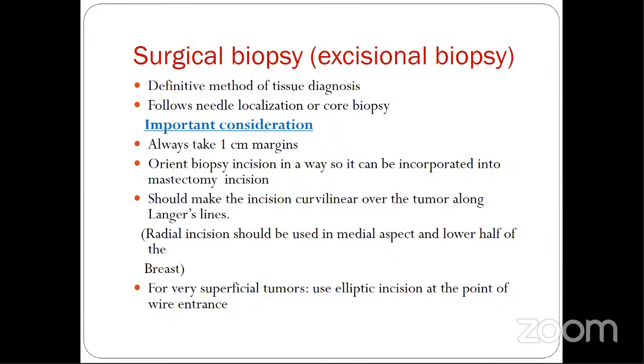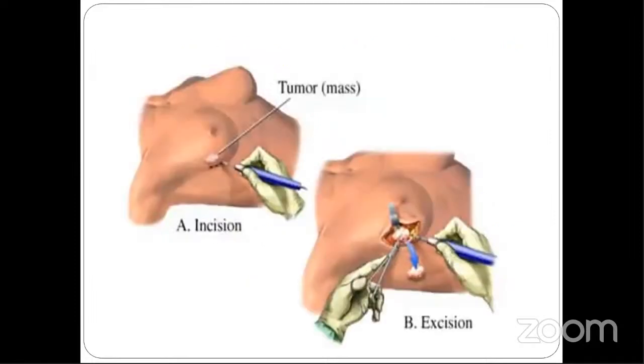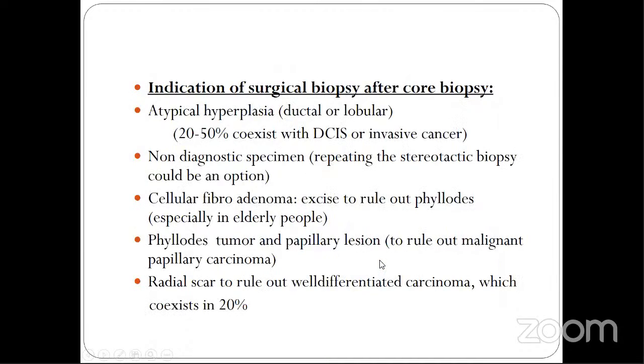If the lesion is superficial, we'll use an elliptical incision at the point of wire entrance. This is wire-guided excision, as we can see here. This is the mesh, this is the incision along Langer's line. We'll remove the mesh with a safety margin.